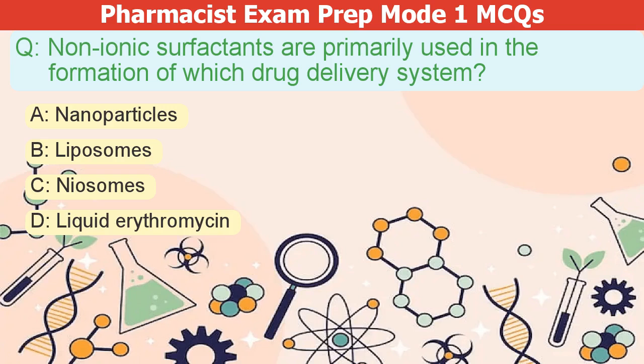Non-ionic surfactants are primarily used in the formation of which drug delivery system? A. Nanoparticles. B. Liposomes. C. Neosomes. D. Liquid erythromycin.